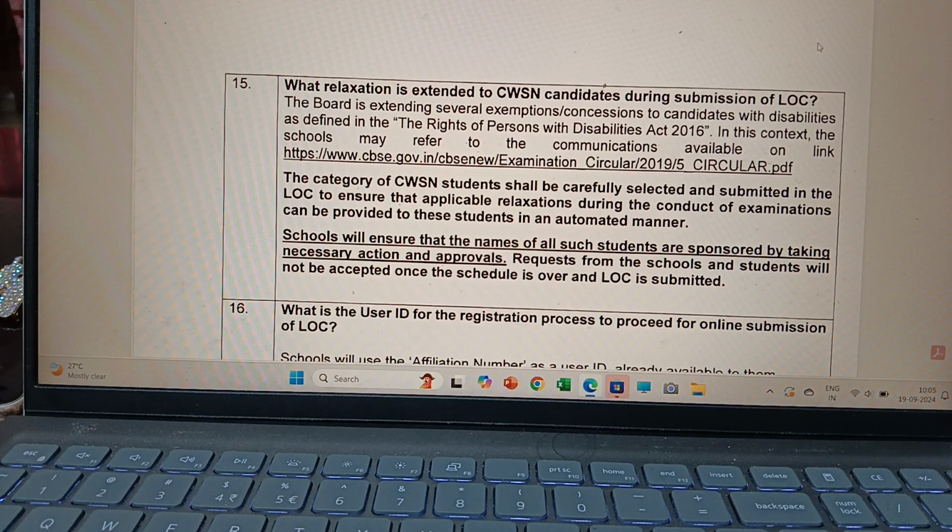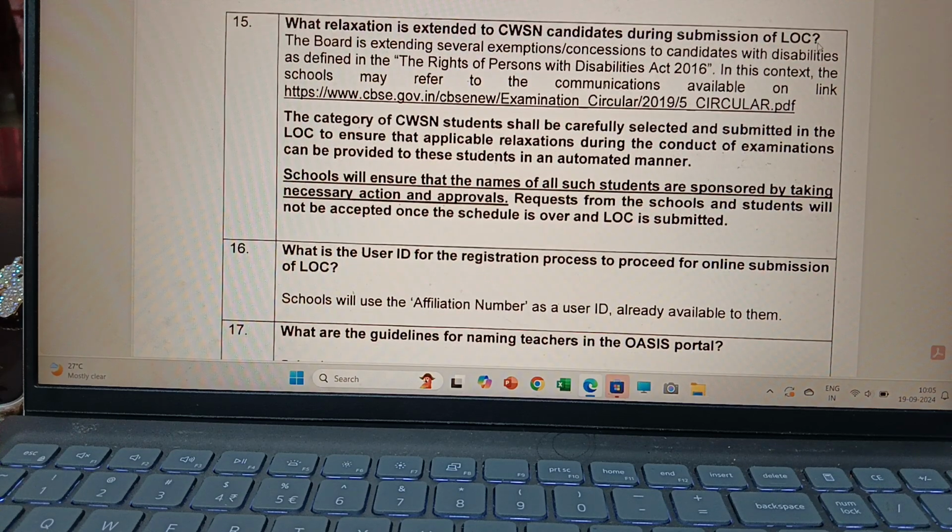The category of CWSN school students shall be carefully selected and submitted in the LOC to ensure that applicable relaxations during the conduct of examinations can be provided to these students in an automated manner. Schools will ensure that the names of all such students are sponsored by taking necessary action and approvals. Requests from the schools and students will not be accepted once the LOC is submitted.